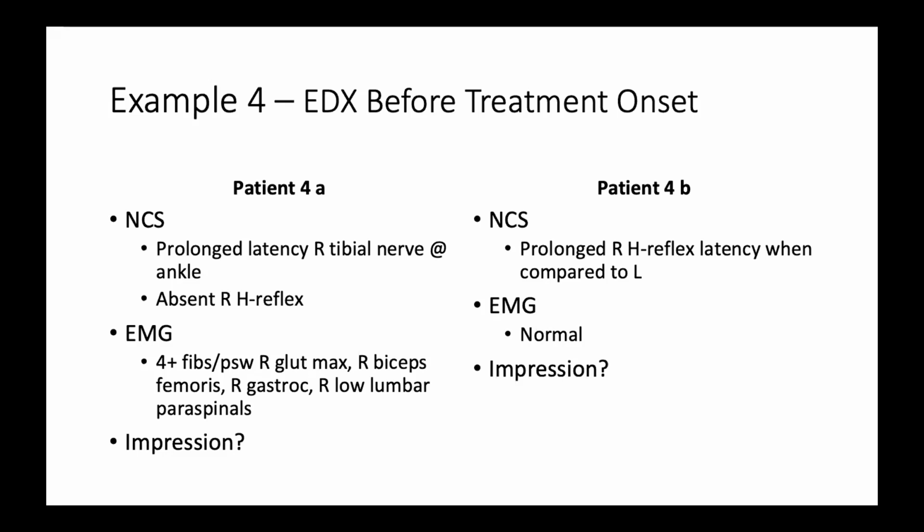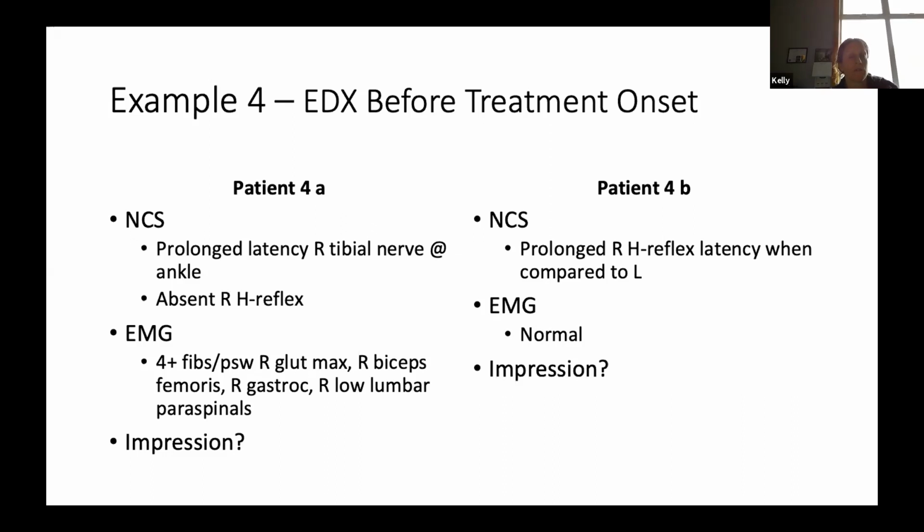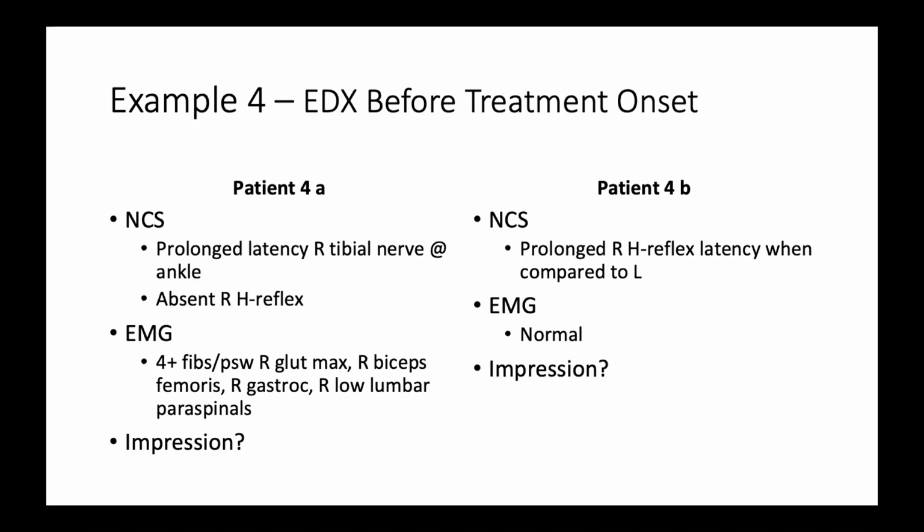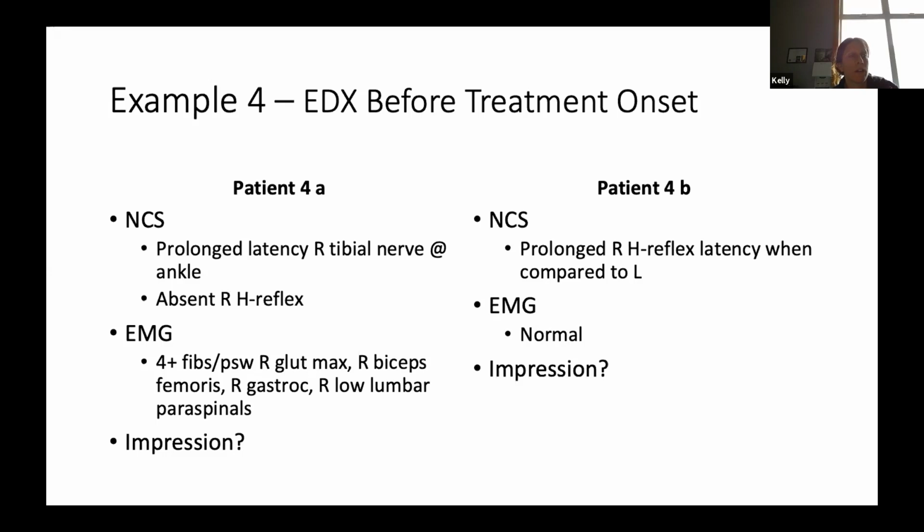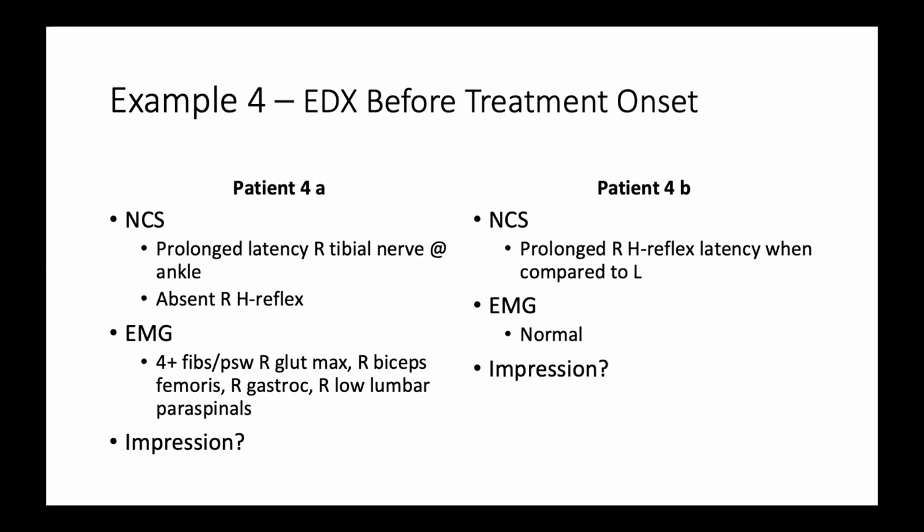So patient 4A, what's the electrodiagnostic impression for patient 4A? They both have radiculopathies. What type of radiculopathy does patient 4A have? S1. Axonal damage. They both have S1. But 4A, somebody said it, axonal damage. They have severe axonal damage. It's severe and acute. He has severe and acute axonal damage.